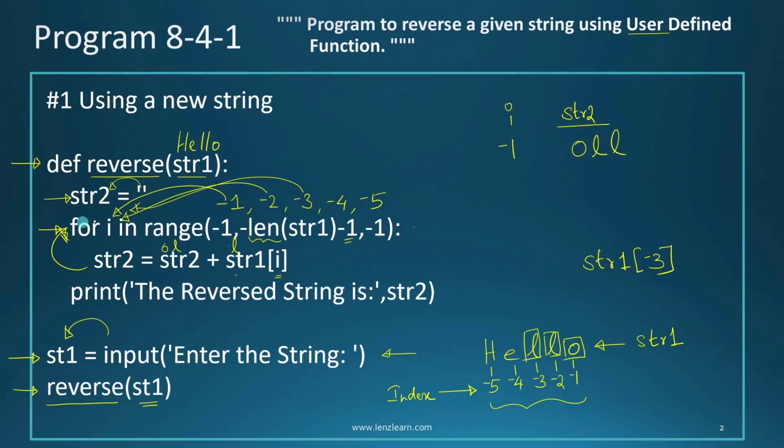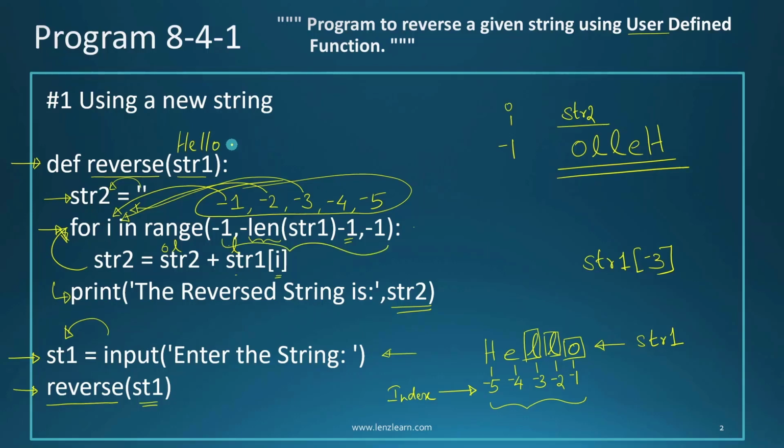Now this will execute 2 more times. It will take E and add it to str2, and finally it will take capital H and add it to str2. And now the for loop has exhausted taking all the range values, right? So the for loop will finish. The control will come to the next print statement. There I will print the reverse string is str2. So the value of str2 will be printed, and you will see this as a result.